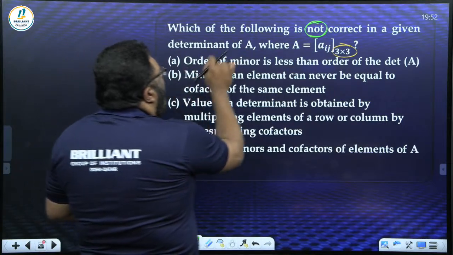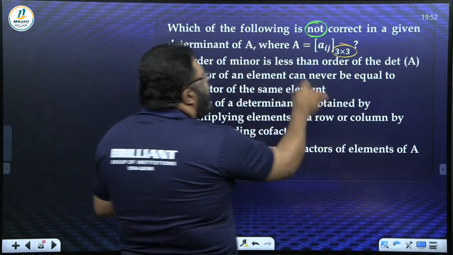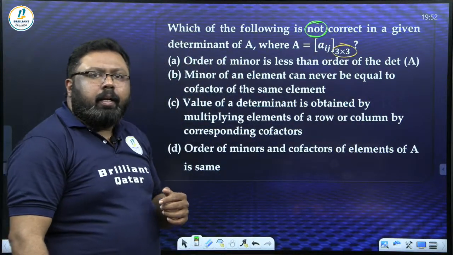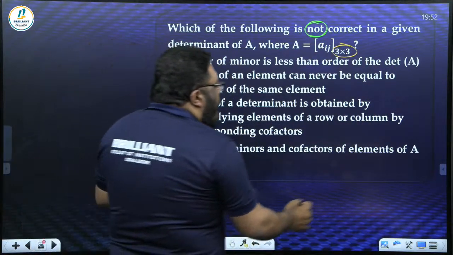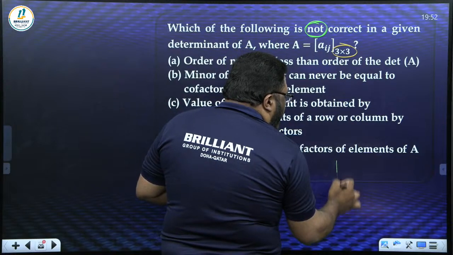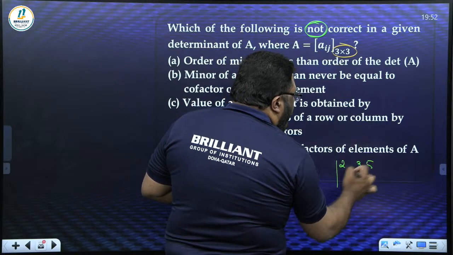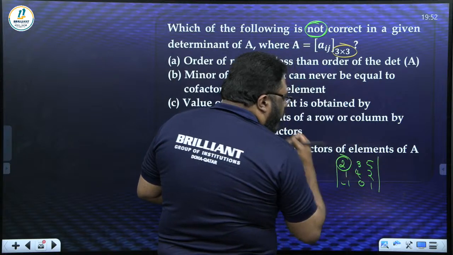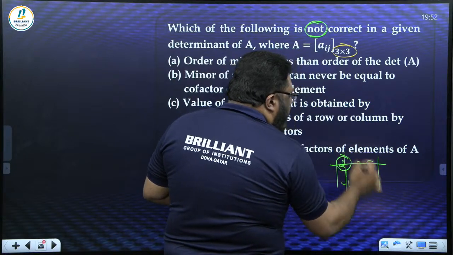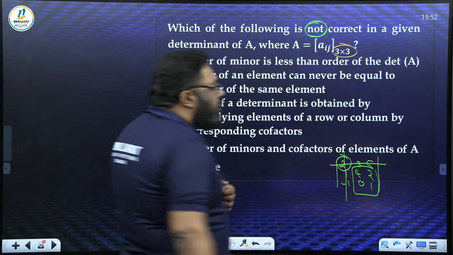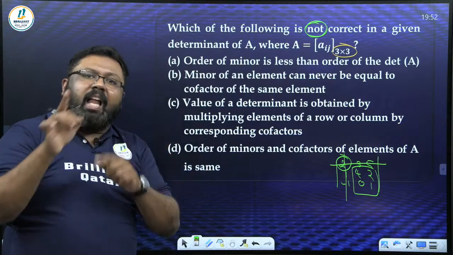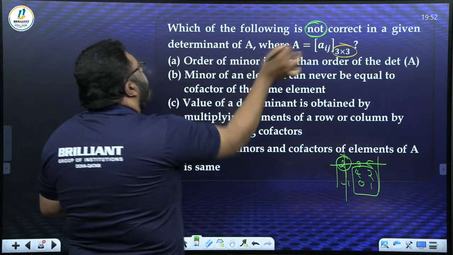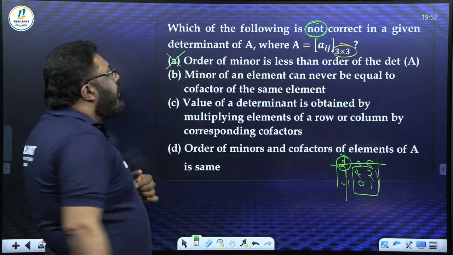Okay, order of a minor is less than the order of a determinant. Correct? It is correct. How is a minor obtained? Minor is obtained as the minor of an element, say the matrix 2, 3, 5, 1, 4, 2, minus 1, 0, 1. If you want to get the minor of this element, you eliminate this row and this column, and what is remaining is called the minor. So the minor will have an order less than the order of the determinant, so it is correct. I want something which is not correct, so neglect it.